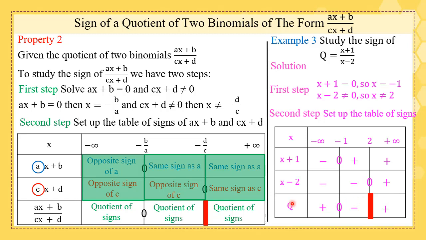So the sign of q is positive if x belongs to minus infinity, minus 1, union 2, plus infinity. It's negative between minus 1 and 2, and it's equal to 0 at x equal minus 1, and it's not defined at x equal 2.